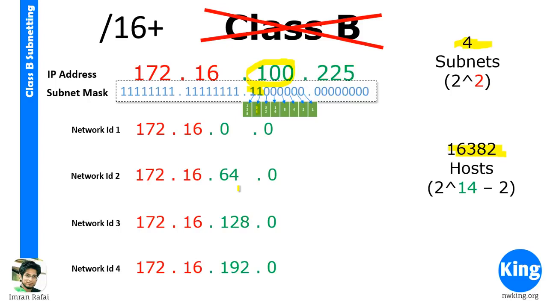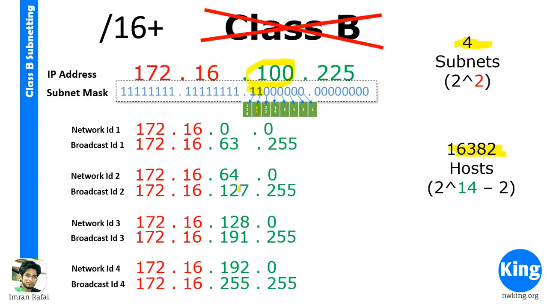63.255. The reason I am stressing this is the most common mistake students make. 64.0 minus 1, they do 63.0, which is wrong, and they lose a lot of marks. Don't do that. 64.0 minus 1 is 63.255. The broadcast ID for the second network is 127.255. Third is 191.255. Fourth is 255.255, because that's the last network, and like we know already, the last network's broadcast ID is going to make everything 255.